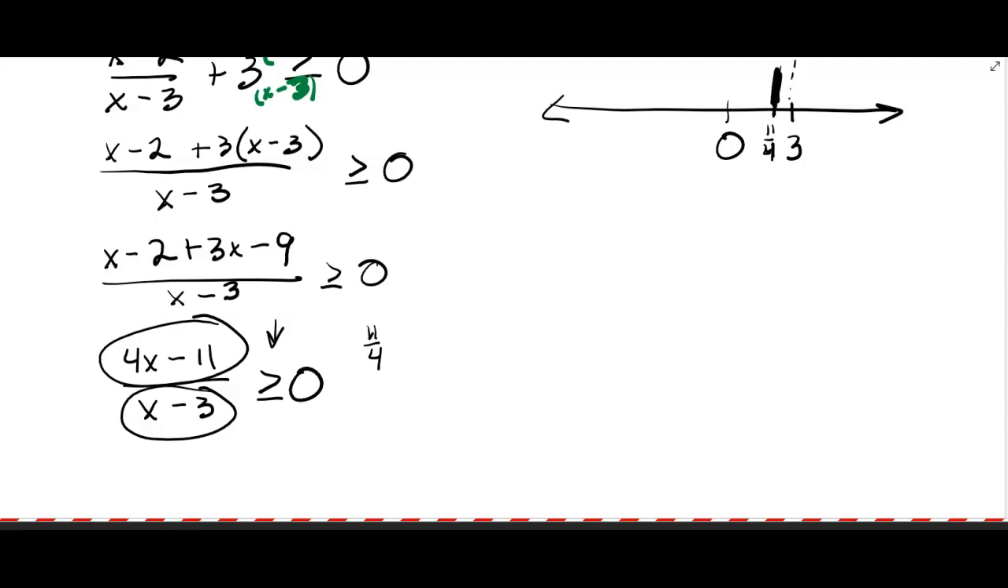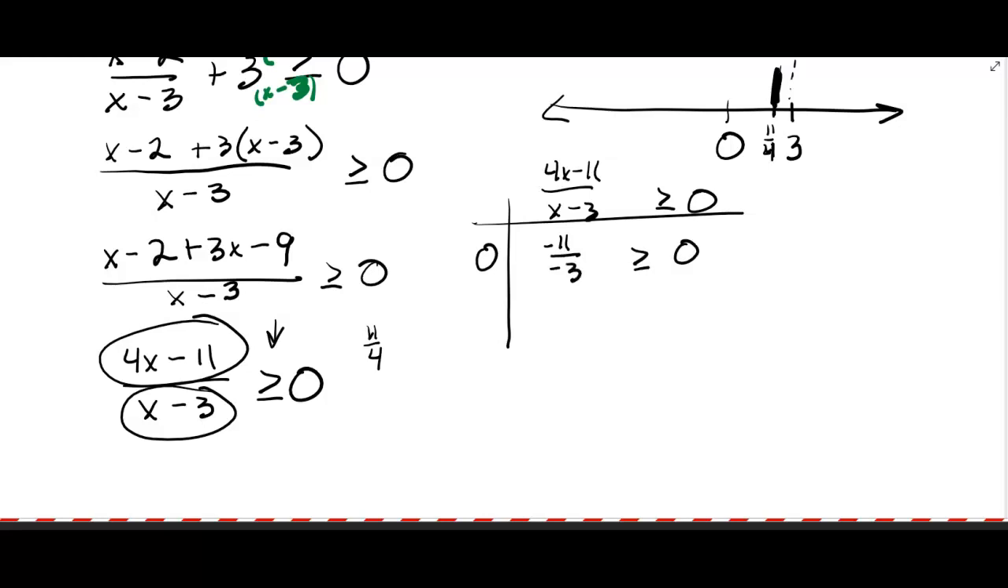So yeah, okay. So we pick a test value. You plug in 0. 4x minus 11 over x minus 3. Is that greater than or equal to 0? So if I put in 0, I'm going to get a negative 11 over a negative 3. Is that greater than or equal to 0? Yes, because it's positive. So yes.